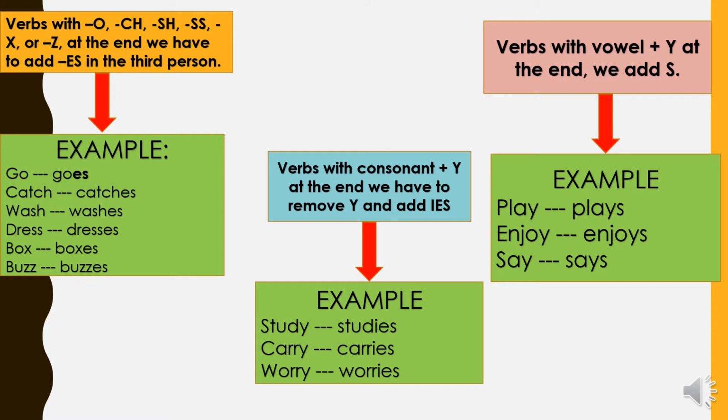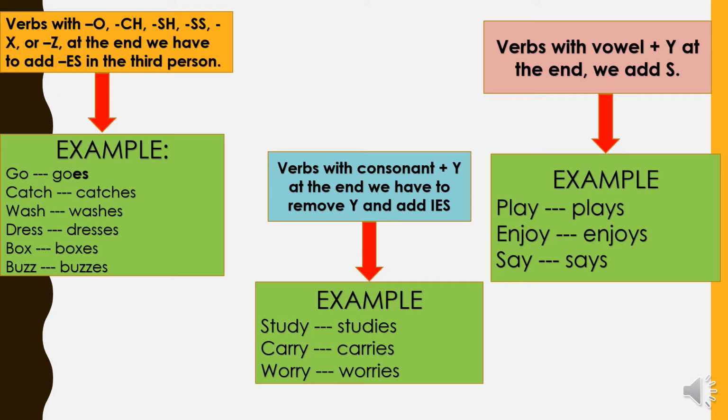So students, there are some words where you get confused about where to use s, where to use es and where to add ies with the verbs. So for verbs ending with o, ch, sh, ss, x or z, we have to add es in the third person. Examples: go goes, catch catches, wash washes, dress dresses, box boxes, buzz buzzes.